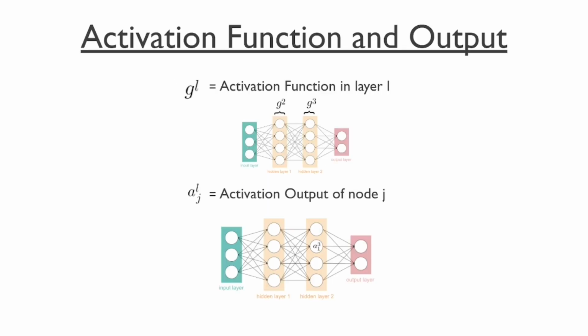Each layer of our network has an activation function. This will be denoted g with the superscript l, meaning g superscript 3 will be referring to the activation function used in layer 3. To describe the output of this function on a node, we will use a with the superscript l and subscript j. This will be the activation function's output of node j in layer l.